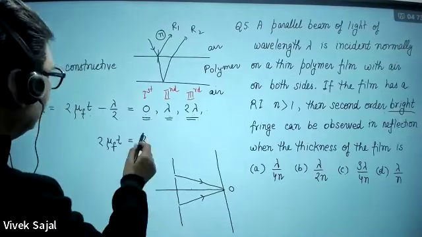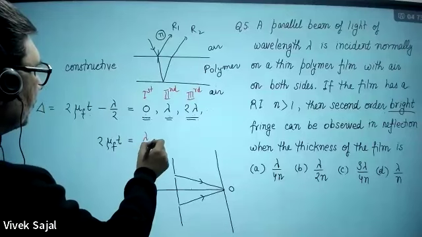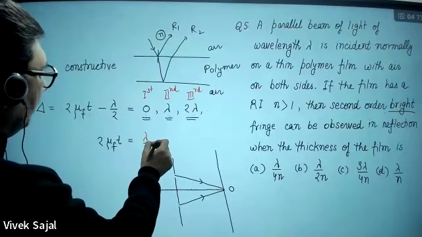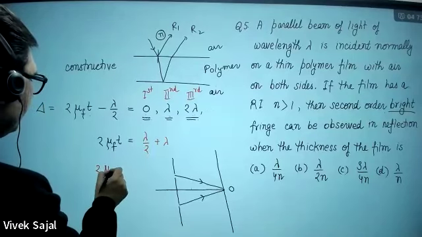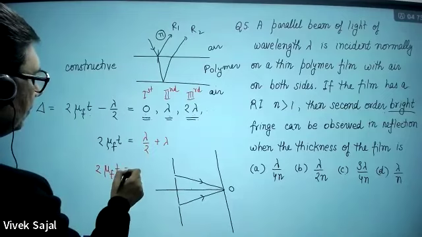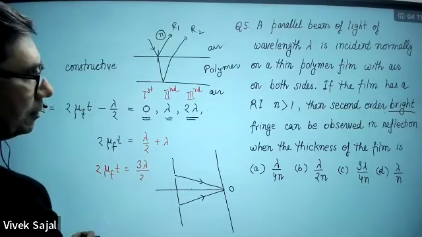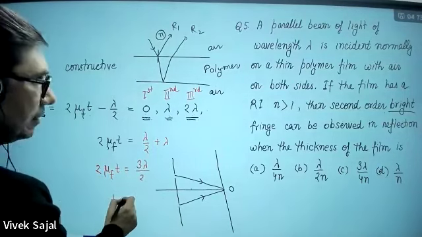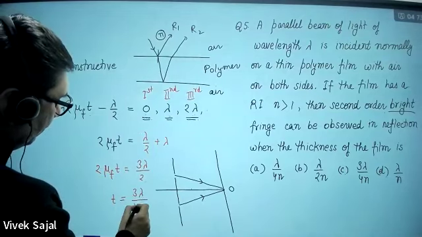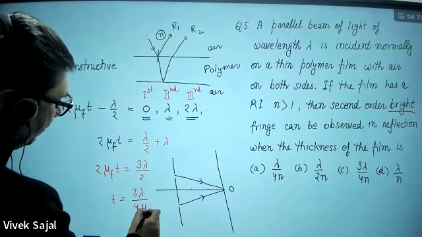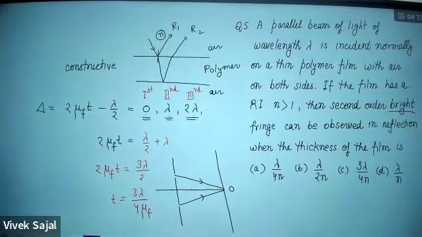This will be on this side. It will be lambda by 2. And this will be plus lambda. So this will be 2 mu t. This will be 3 lambda by 2. So thickness t will be 3 lambda upon 4 mu. Okay, this will be. So this will be in this way.